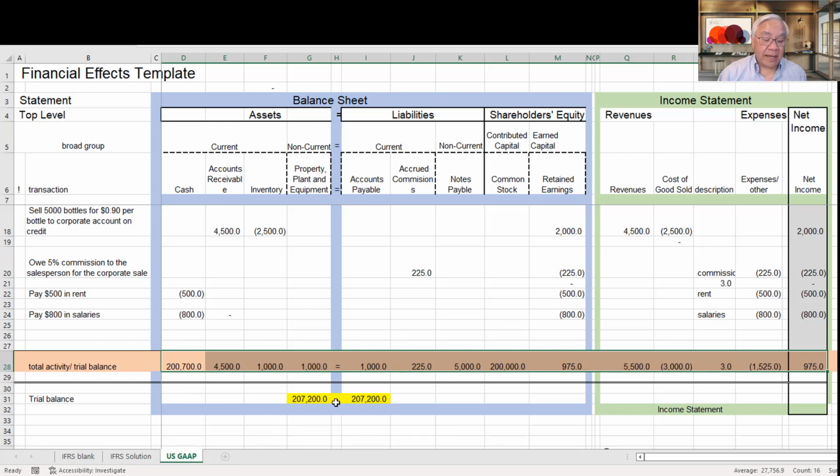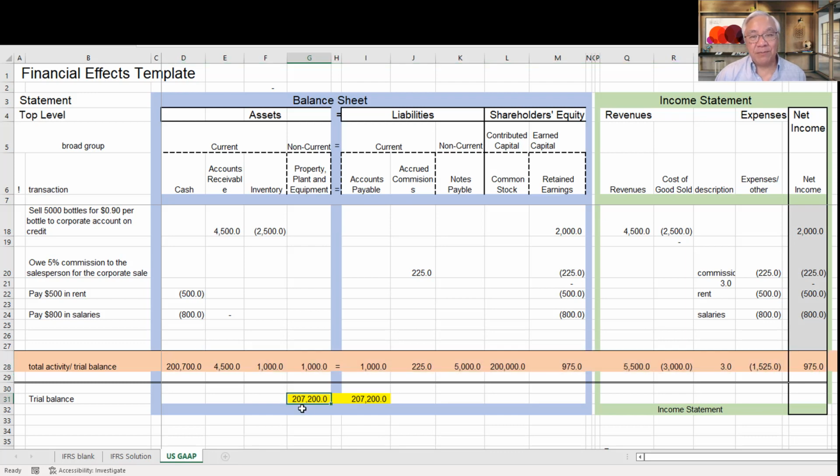And a trial balance just says, okay, before we do anything further, let's make sure we're in balance. So this is, what is the total assets? Answer is 207. Next is, what's the total of liabilities and equity? This section here. Answer, same 207. We're in balance. Check. We can move forward.